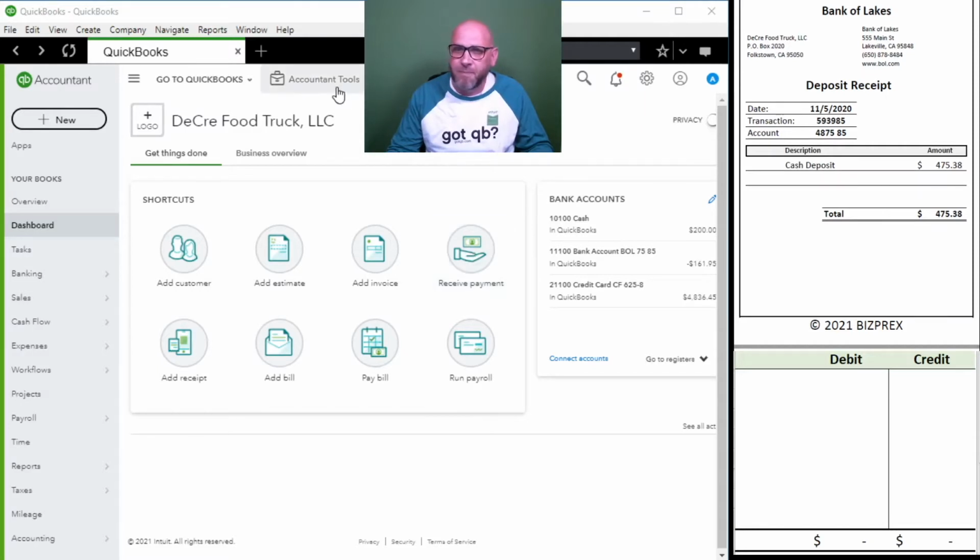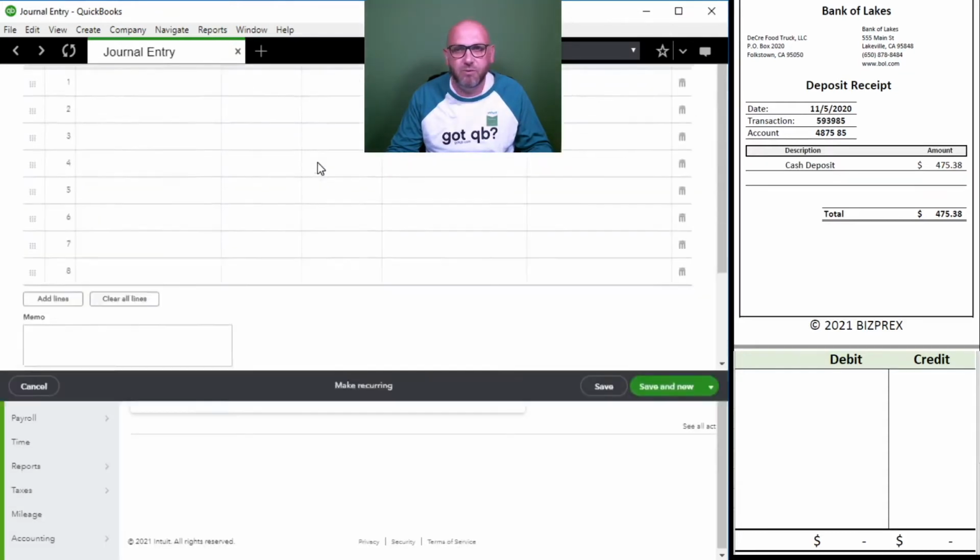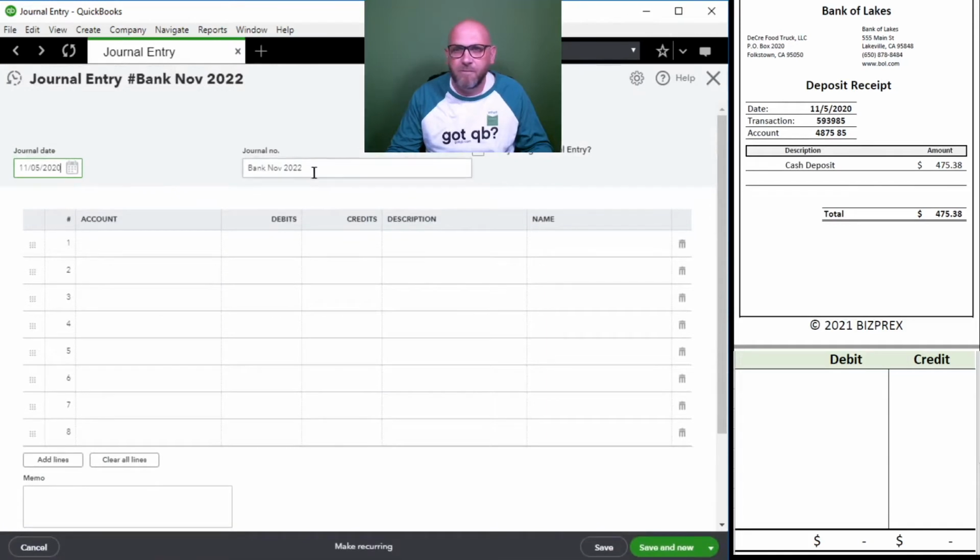Well, general journal entries, right? They are our best friend, in this case, accountant's best friend. So accountant's tool, general journal entries. You can do whatever you want with this beauty. Anyway, so here it is. That's going to be our cash deposit.